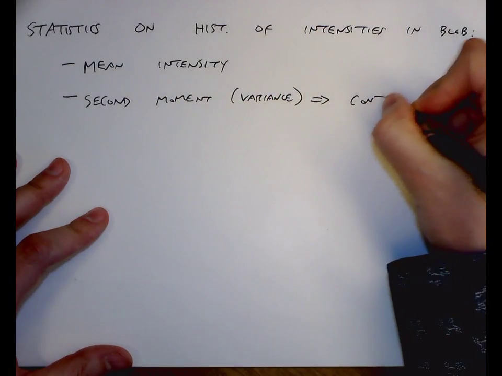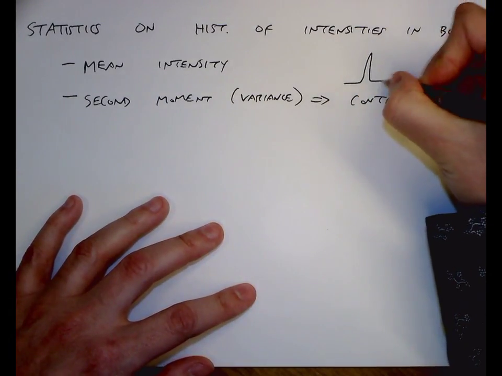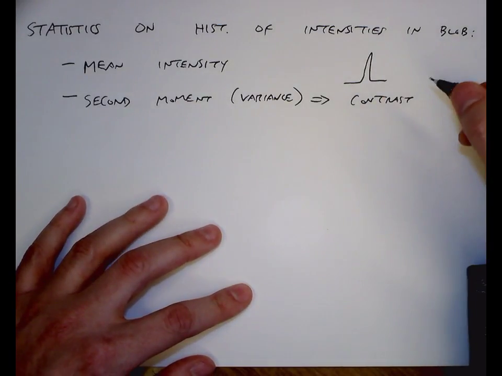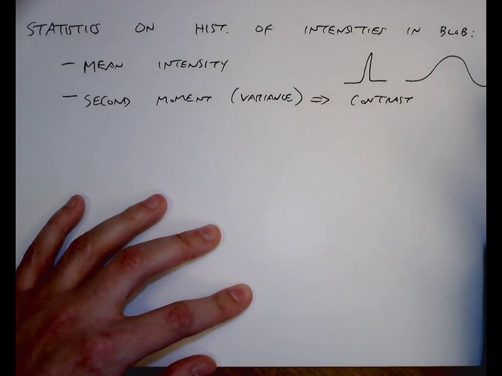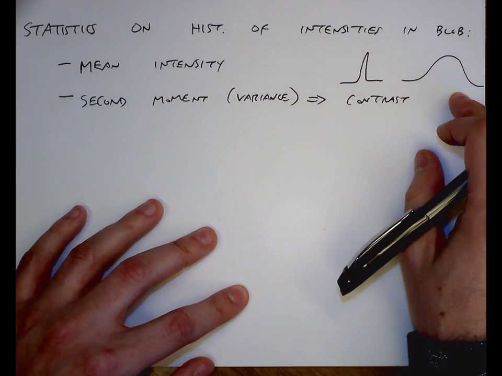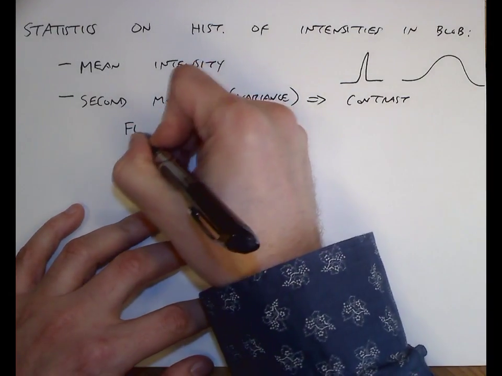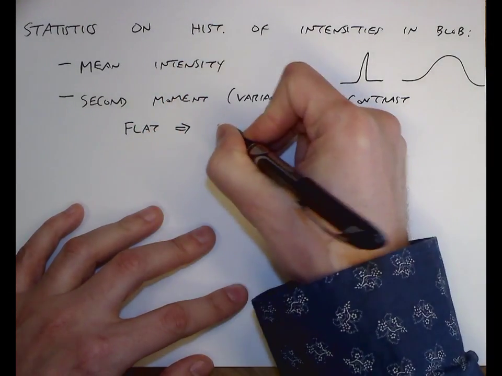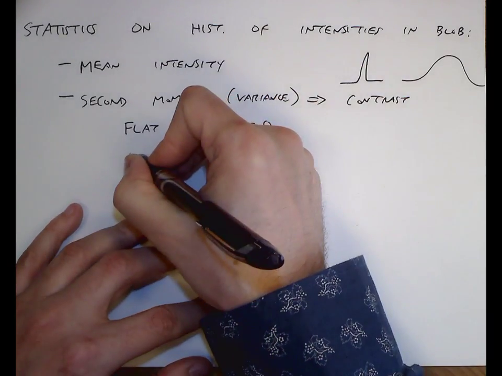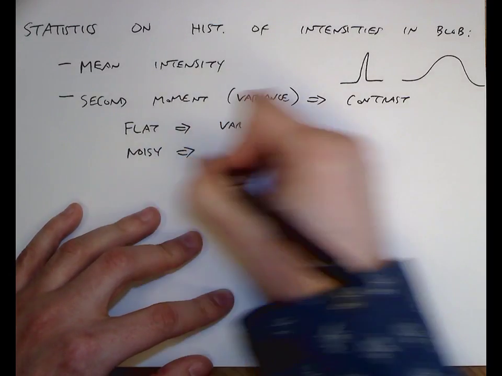So if I have a histogram that looks like this, where I'm very centered around the mean, then this is going to be a very low contrast blob, whereas something that is wider means that I have a greater range of intensities, and it's going to be a higher contrast blob, right? So a purely flat blob would have variance equal to 0, and a noisy blob would have high variance, right?